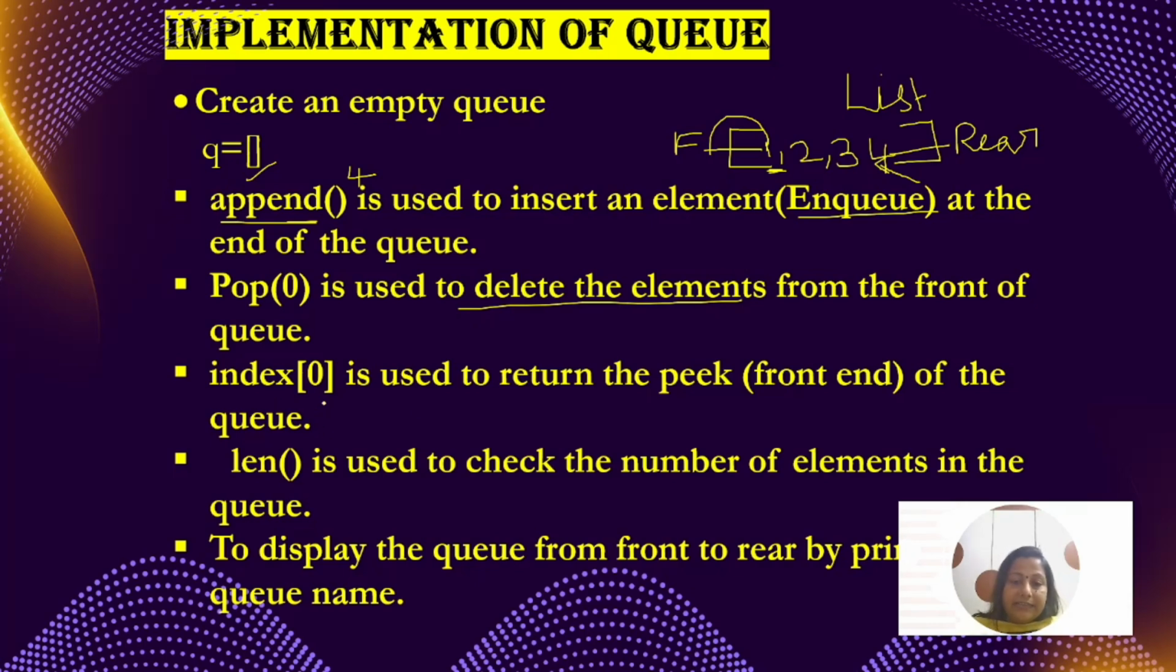Clear? And index 0 is used to return the peek, right? The front element we can call the peek of the queue. So you have to mention index 0. Then the len function is used to check the number of elements in the queue. To display the queue from front to rear, you just print the queue name. Clear? So these are the ones you have to remember.